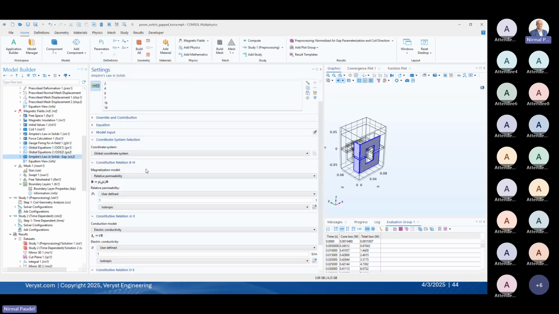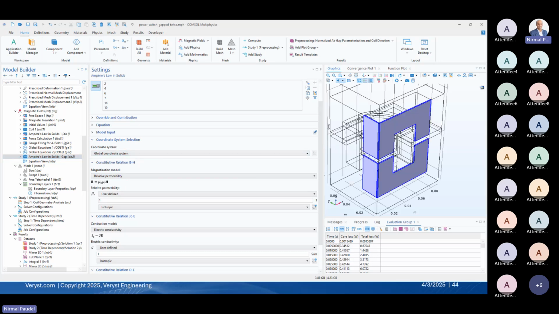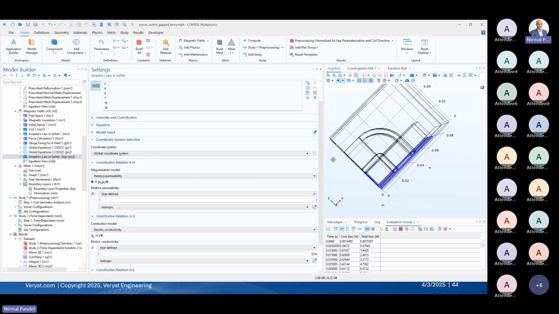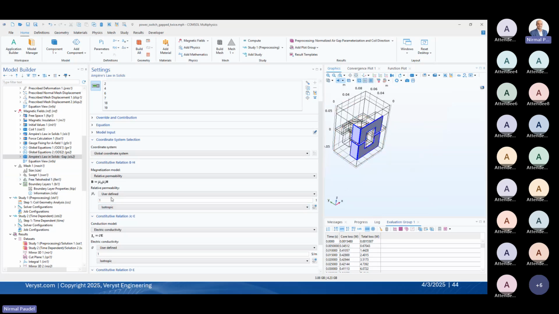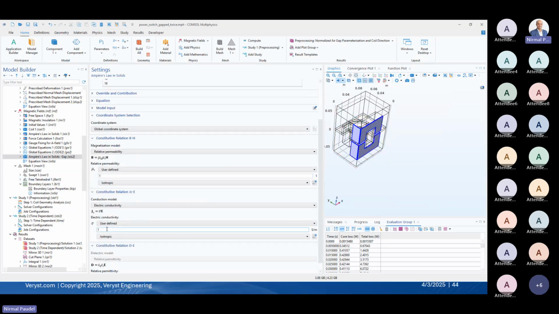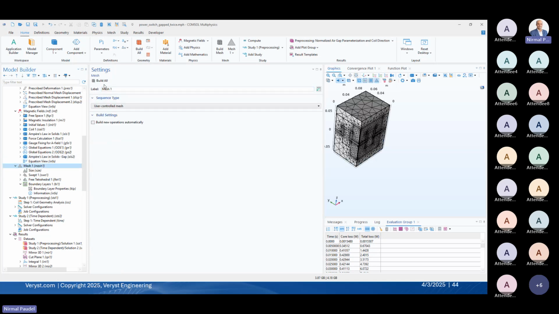And finally, there is a little manipulation here. We have Ampere's law defined only for those thin regions, which is a gap between the core. So we define the permeability as 1 and the conductivity as 1. So we mesh this one.